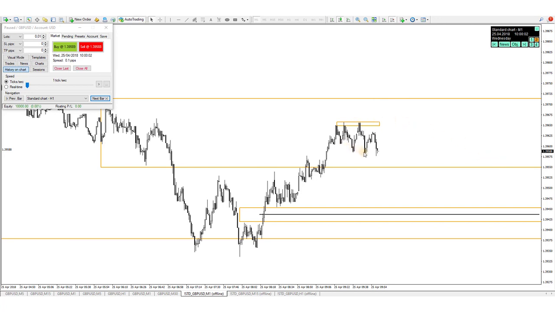Price is probably filling the orders. There is no looking for buys right now, because we are waiting to reach the level in here. Don't take a buy, because price can fall down.